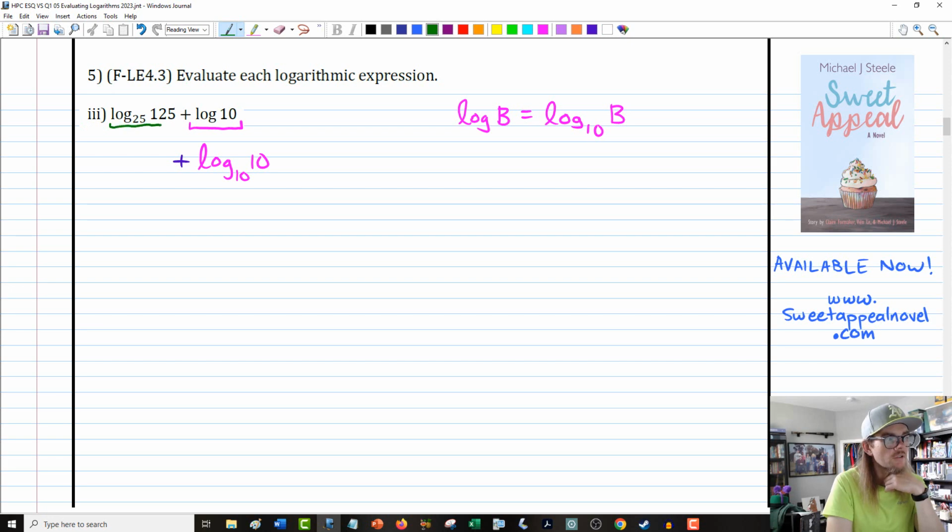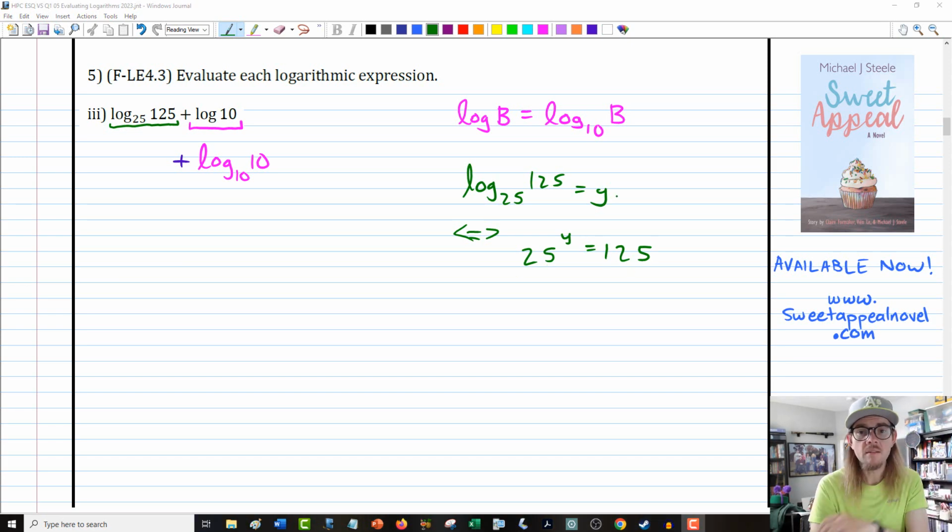As far as the other term in here, log base 25 of 125, this one doesn't actually resolve really quickly, although again, like most of these, you can probably figure out what it is quick enough. But just to point it out, if we have log base 25 of 125 equals y, then that is the same exact relationship, numerically at least, as 25 to the y equals 125. And at this point, it looks like you're stuck, except we have common bases on both sides.